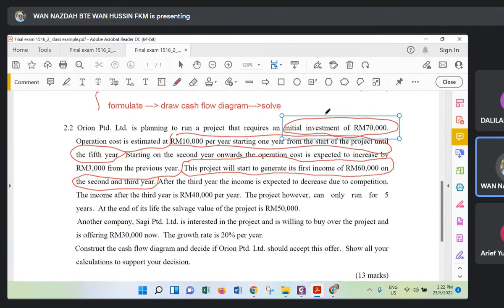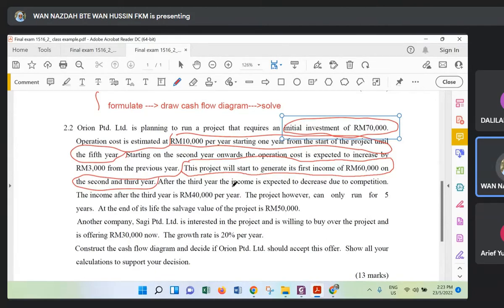Alright. So Dadilah, are you okay? How about the others? Is there anyone who wants to volunteer? Okay, anybody? Volunteer to draw: after the third year the income is expected to decrease due to competition. Okay, the income after the third year is 40,000 per year.